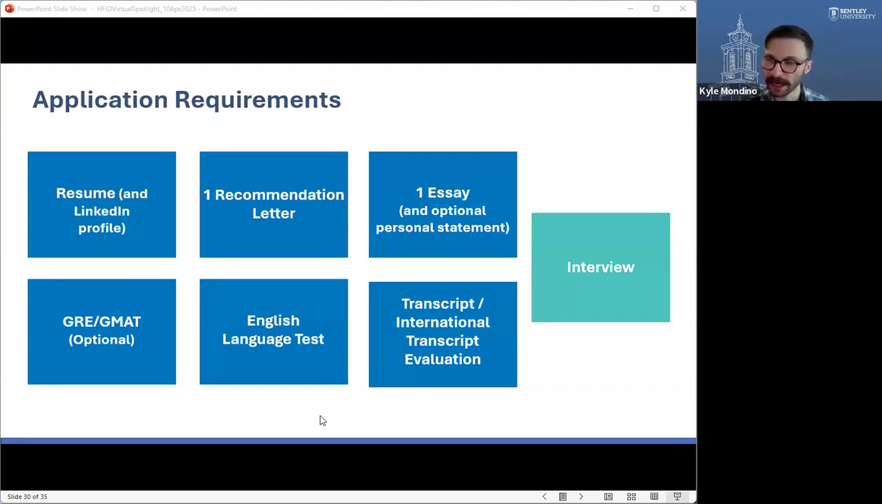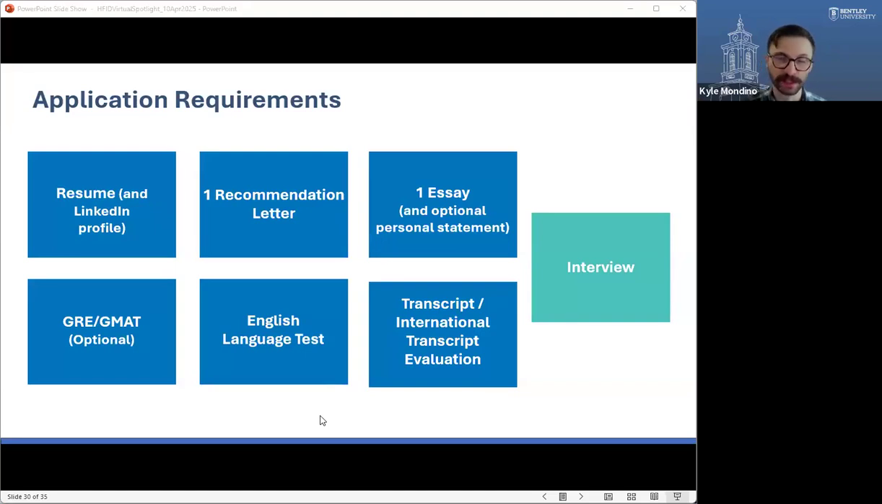Typically Janelle and I handle a lot of the interviews now. But basically it's a conversation with us, as Janelle indicated, so that we can get a better understanding of what your background is, what your goals for the program are, and ensure that you're going to be successful in working through the program. There's also an assortment of optional content.